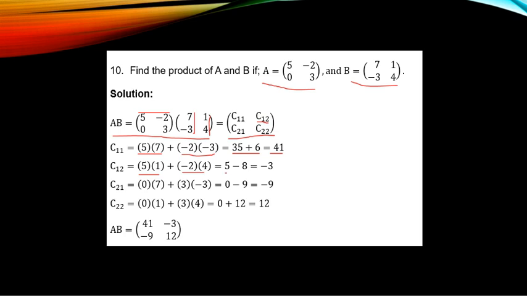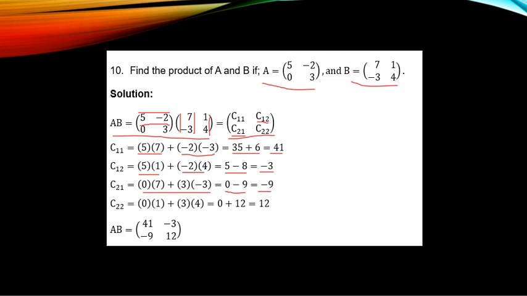So you have 3 minus 8. Plus times minus is minus. That is minus 3. To get the first element in the second row, you go to the second row in the first matrix to multiply the first column in the second matrix. That is 0 times 7 plus 3 times minus 3. You have 0 minus 9 equal to minus 9.